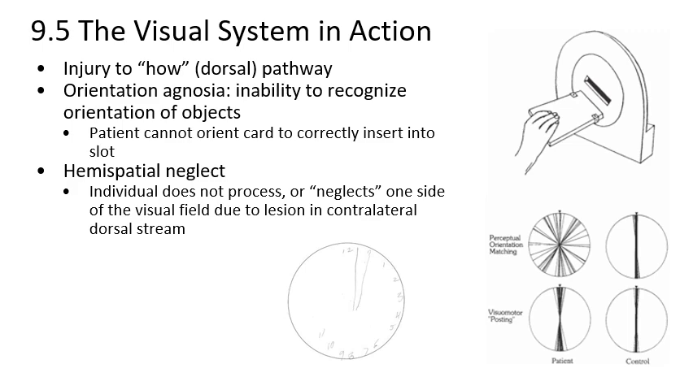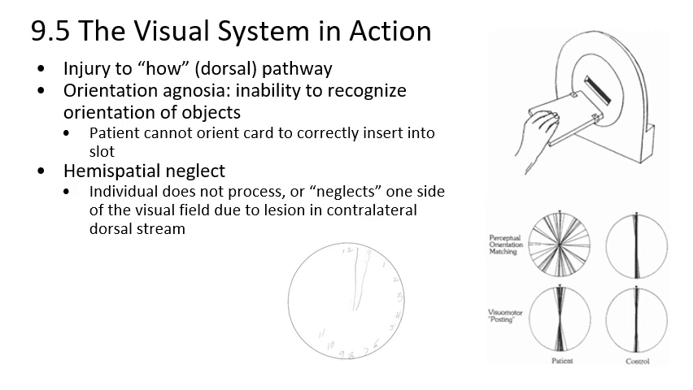In hemispatial neglect, this is damage again to the dorsal pathway, and in this case the individual doesn't process or neglects one side of the visual field due to this lesion in the contralateral dorsal stream. So if they have a lesion in the right dorsal stream, they're going to neglect the left side of their visual field. And this clock drawing is an example of a drawing you might see if you ask somebody with hemispatial neglect to replicate a clock.